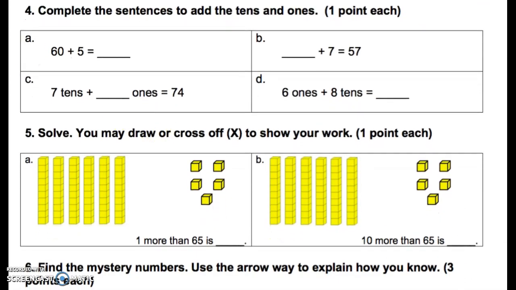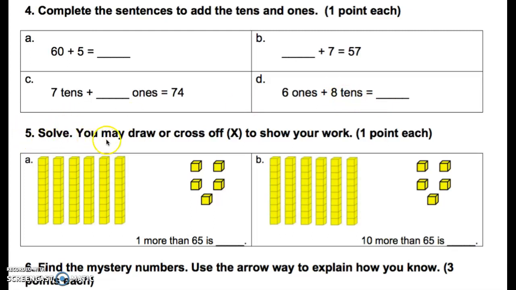All right, number 4. Complete the sentences to add the tens and ones. A, 60 plus 5 equals. B, blank plus 7 equals 57. C, 7 tens plus blank ones equals 74. And D, 6 ones plus 8 tens equals blank. Pause if you need to.